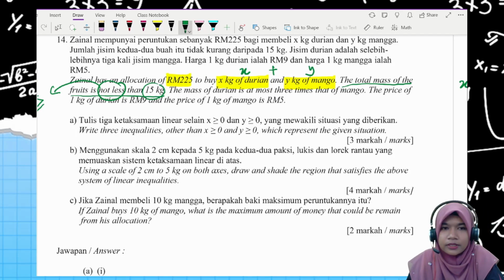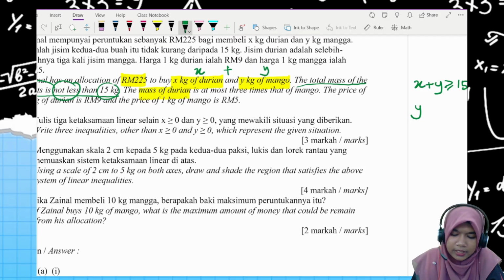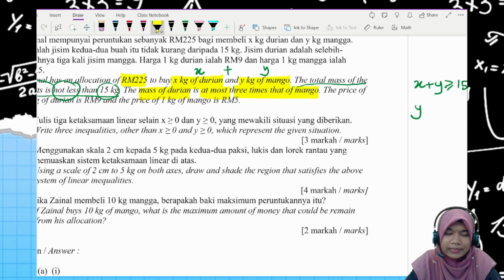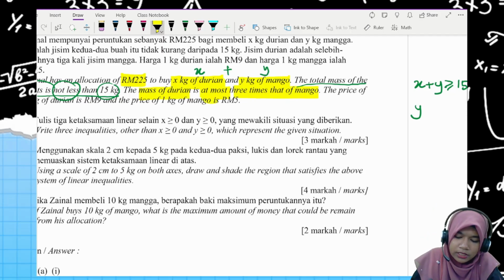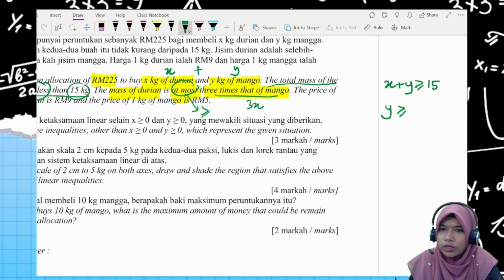The second one: the mass of durian is at most... what is durian? Durian is Y. At most 3 times mango, so 3x, greater than or equals to x.